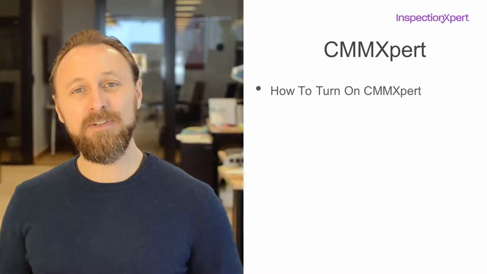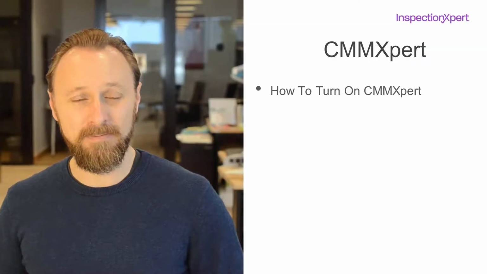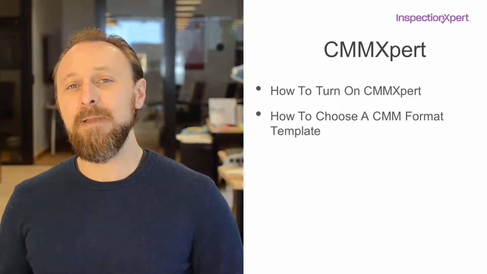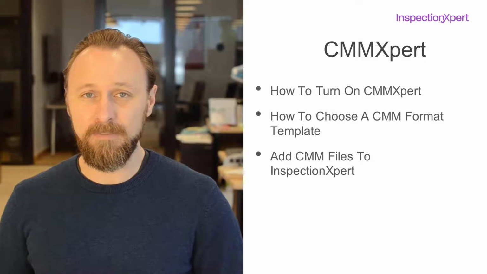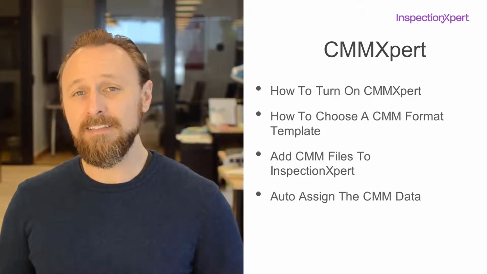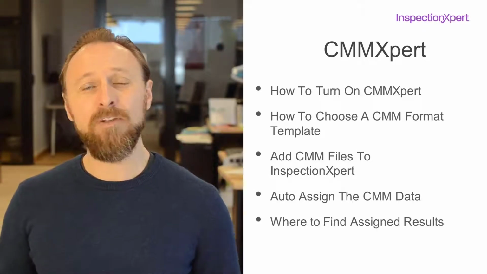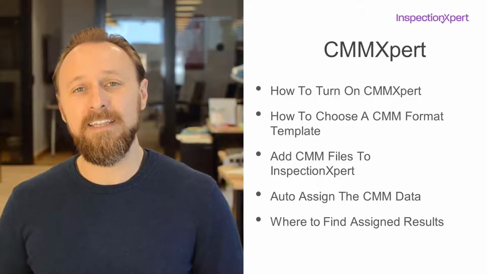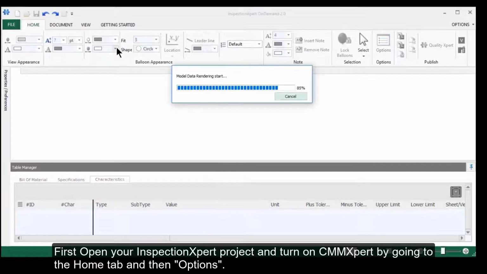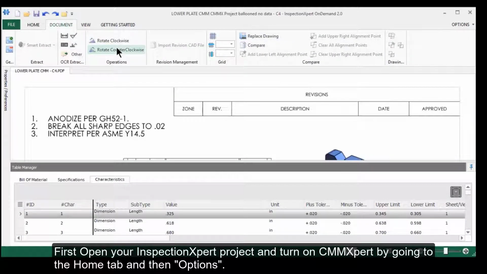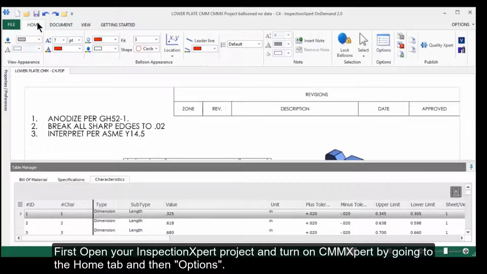In this video, I'll be showing you how to turn on CMM Expert, how to choose a CMM format template, add CMM files to InspectionXpert, auto-assign the CMM data, and where you'll find your assigned results in InspectionXpert. First, open your InspectionXpert project. Turn on CMM Expert by going to the Home tab and then Options.